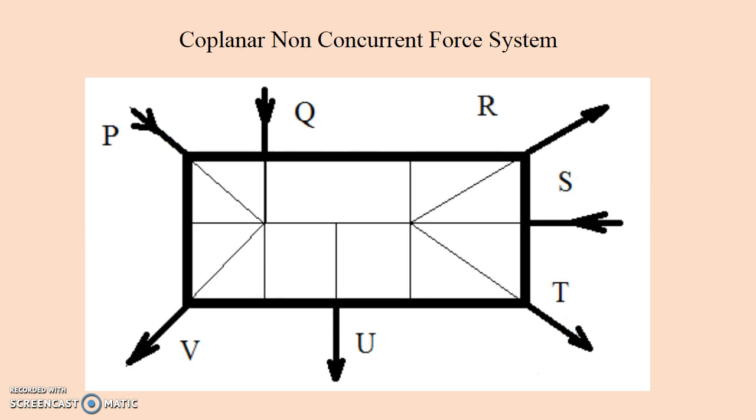Coplanar non-concurrent force system. Here we have forces P, Q, R, S, T, U, V, which are not passing through a common point. They are passing through different points, but are on the same plane. Hence they are called a coplanar non-concurrent force system.